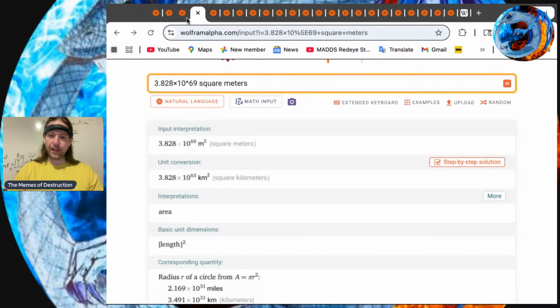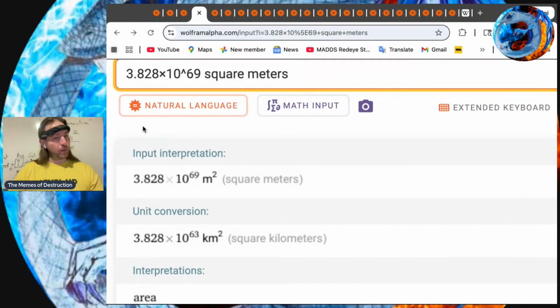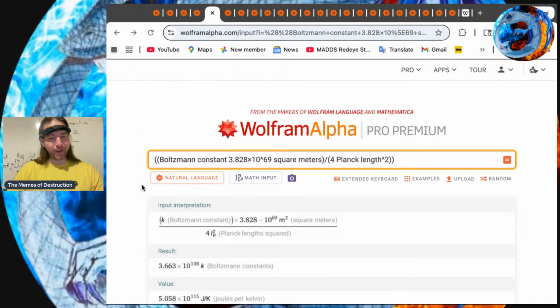We take over here. Okay. So this is the area over which, according to our calculation, we would have induced curvature. We have a ginormous number, 3 times 10 to the 69 square meters. Okay. So we throw that in.